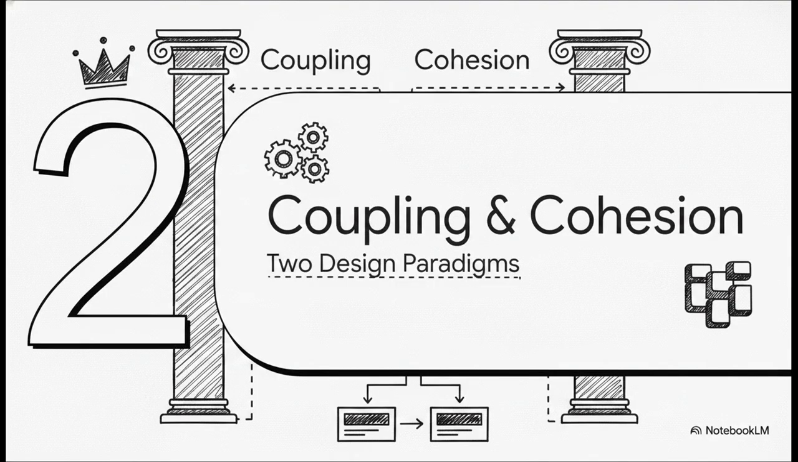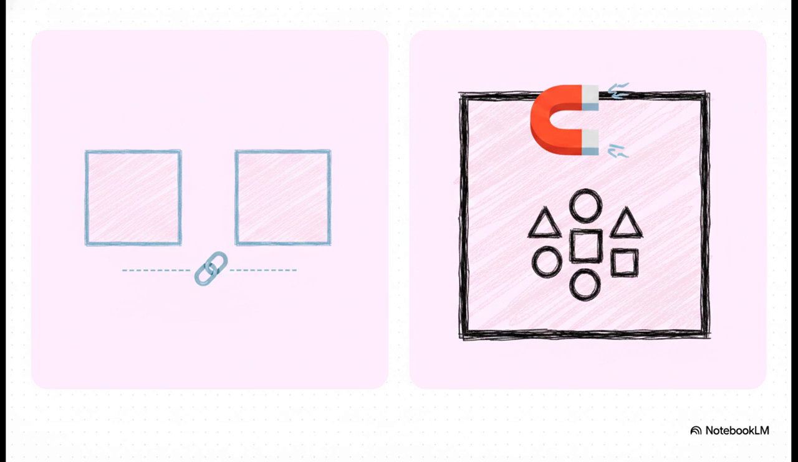Which brings us to Section 2, low coupling and high cohesion. These two paradigms, they are basically the twin pillars of software architecture. So think of low coupling as looking outward at the relationship between different modules. You really want minimal dependency there. Different modules should have very limited knowledge of each other.